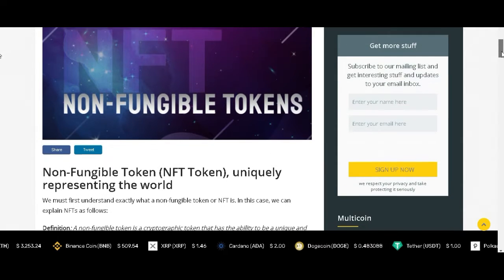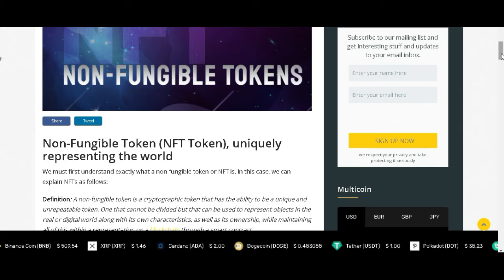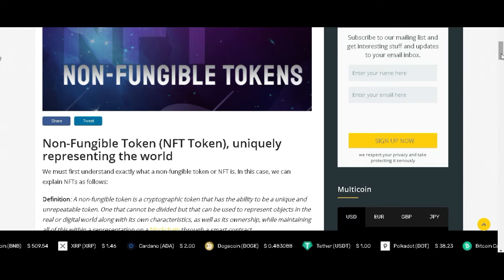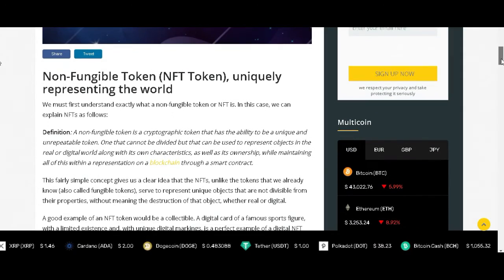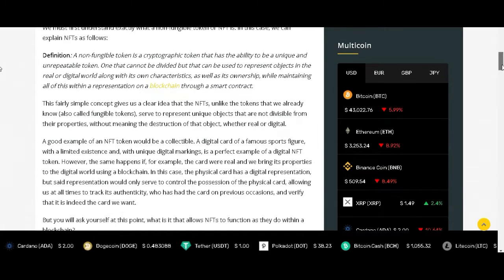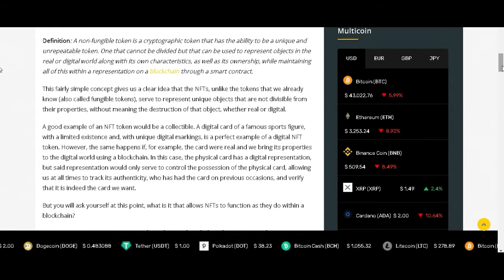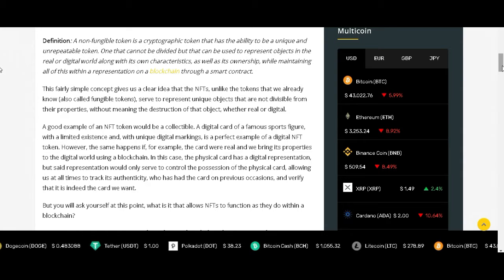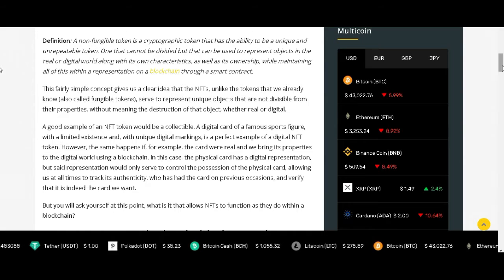What's an NFT token? Non-fungible token, NFT token, uniquely representing the world. We must first understand exactly what a non-fungible token or NFT is. In this case, we can explain NFTs as follows. Definition: a non-fungible token is a cryptographic token that has the ability to be a unique and unrepeatable token.